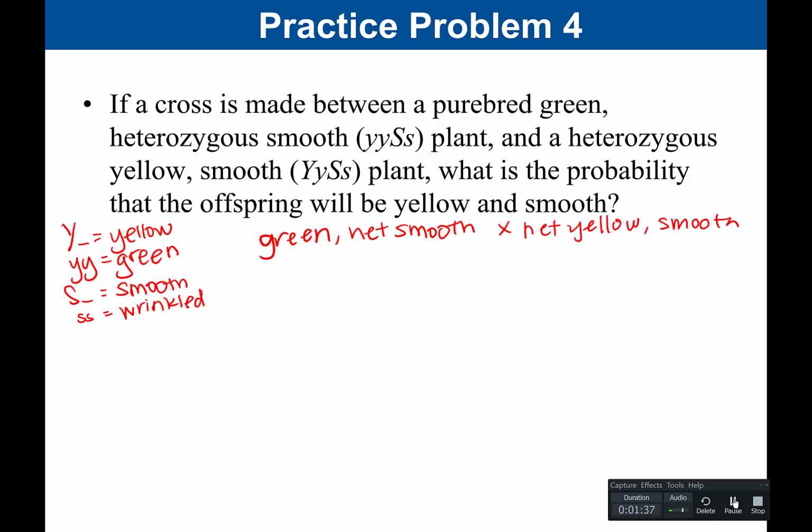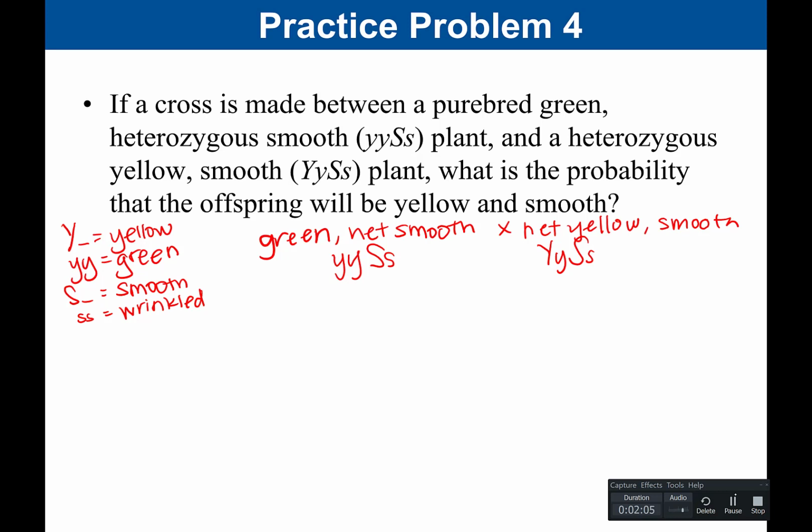So in this case, we are crossing green, which we know has to be little y, crossed with heterozygous smooth. So little y, big S, little s. Heterozygous smooth tells you need a big S and a little s. And then the next parent is going to be heterozygous yellow smooth. So that's assuming it's heterozygous at both alleles. So there's heterozygous smooth, big Y, big S, little s. So there are 2 different ways you could approach this problem.